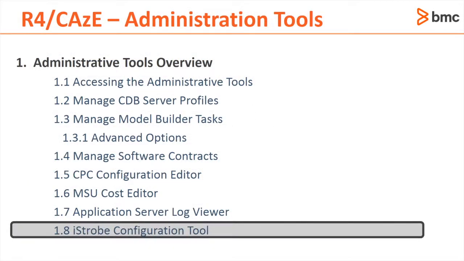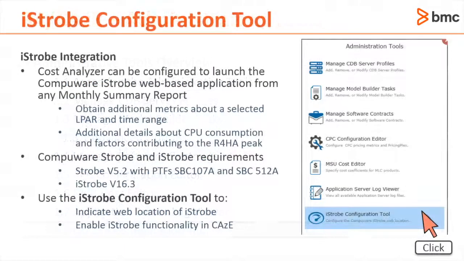Lastly, we will discuss the iStrobe configuration tool. Cost Analyzer can be configured to launch the CompuWare iStrobe web-based application from any monthly summary report to obtain additional metrics about the selected LPAR and time range. The iStrobe metrics offer additional details about CPU consumption and factors contributing to the 4-hour rolling average peak. The integration is enabled by the iStrobe configuration tool, which can be accessed in the administration tools. Once the configuration is complete, Cost Analyzer will become iStrobe aware and provide features and functions in the monthly reporting tool to launch iStrobe.